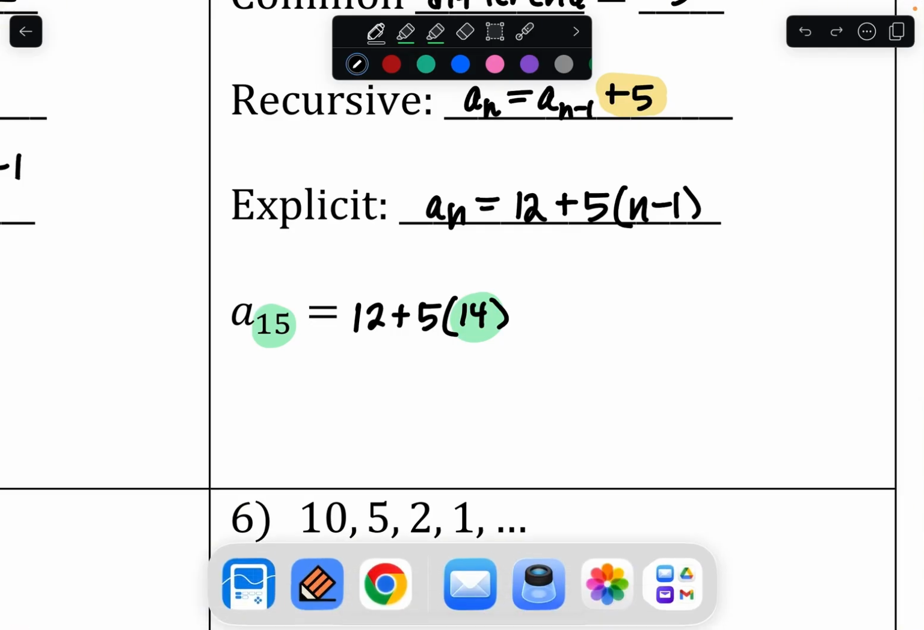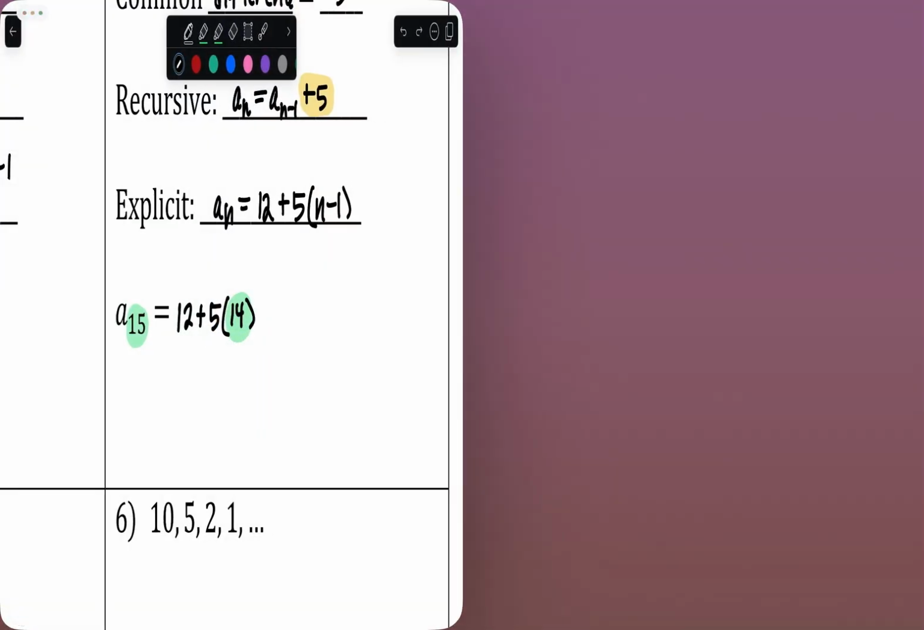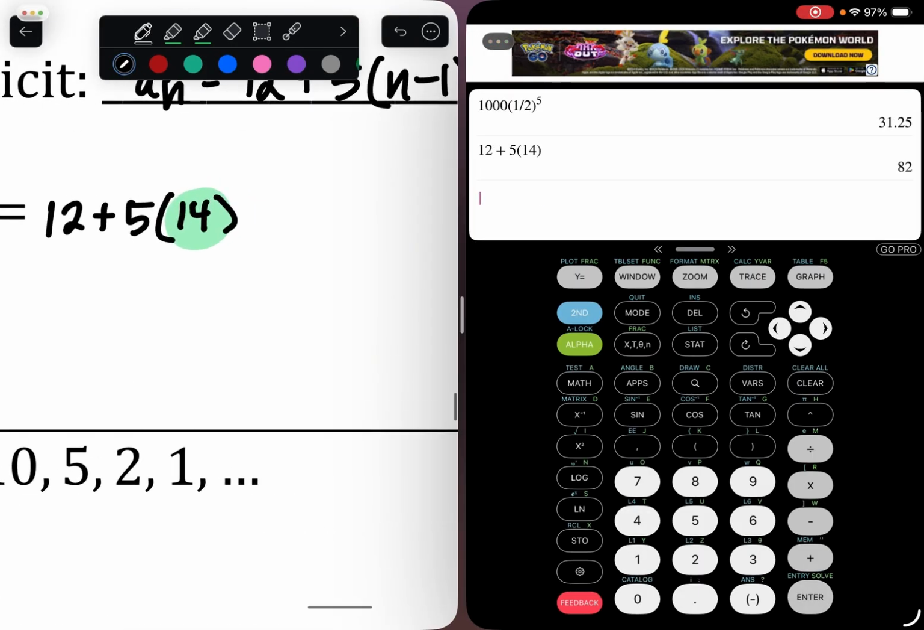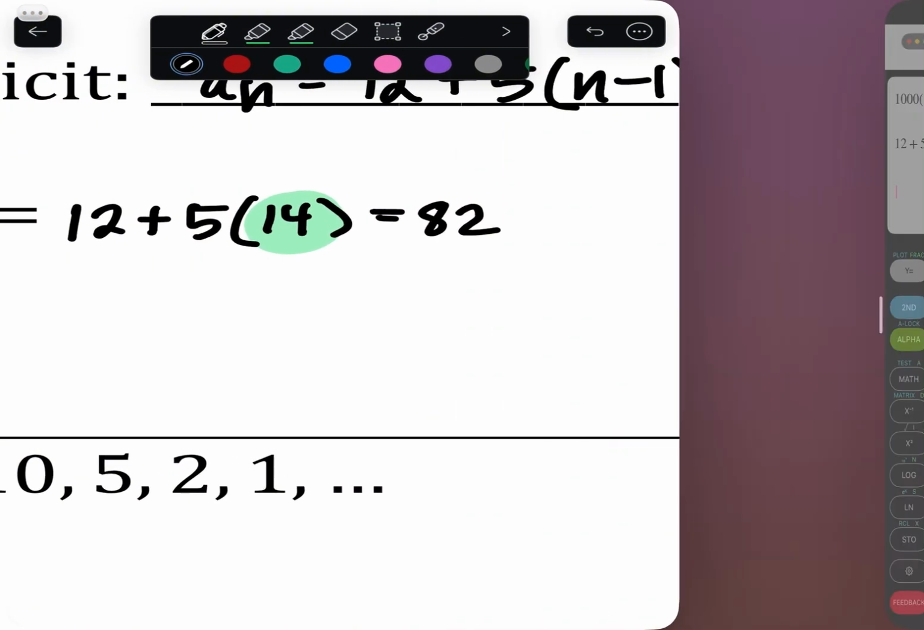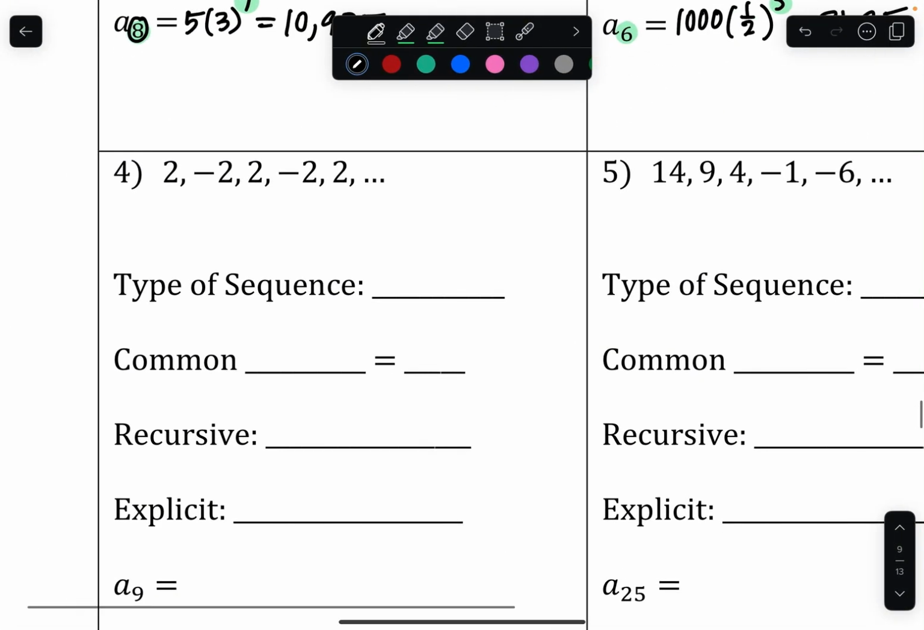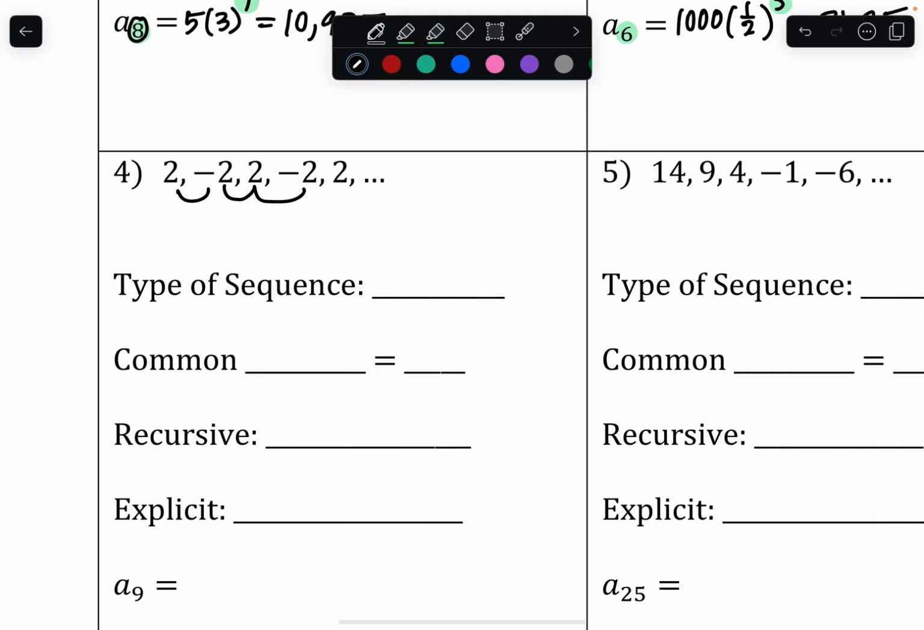Okay, and so while we have our calculator, we can go ahead and just type that in. 12 plus 5 times 14 is 82. Okay, looking at number 4, we are going from 2 to -2, from -2 to 2, from 2 to -2, -2 to 2. So we are multiplying by -1.